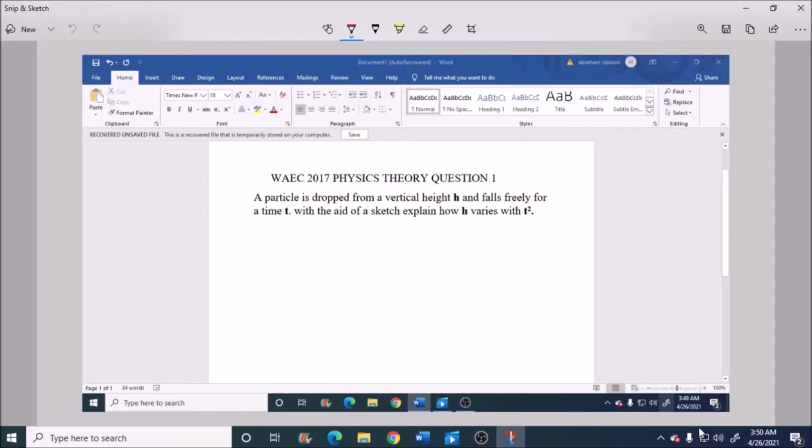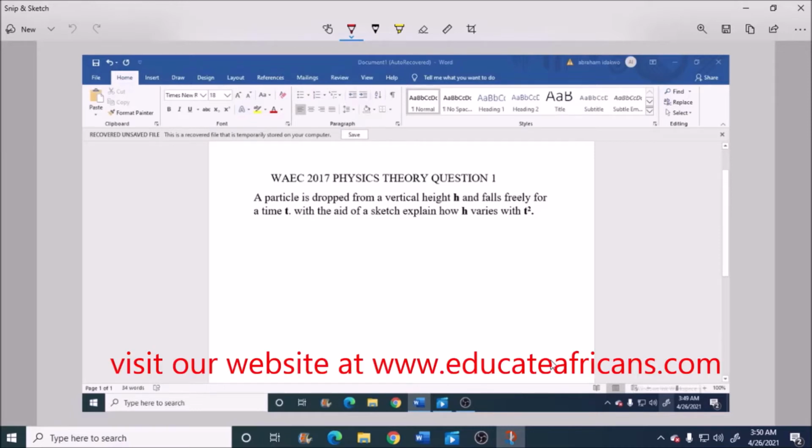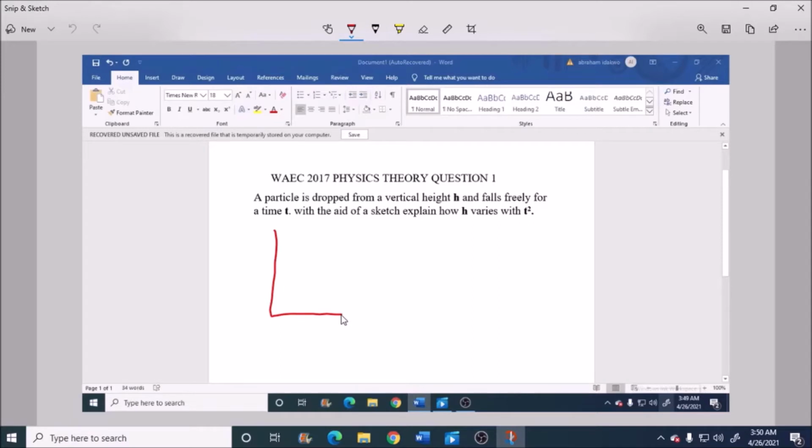The question says a particle is dropped from a vertical height and falls freely for a time t. With the aid of a sketch, explain how h varies with t squared. Okay, so let's begin with the graph of the vertical height against the time.